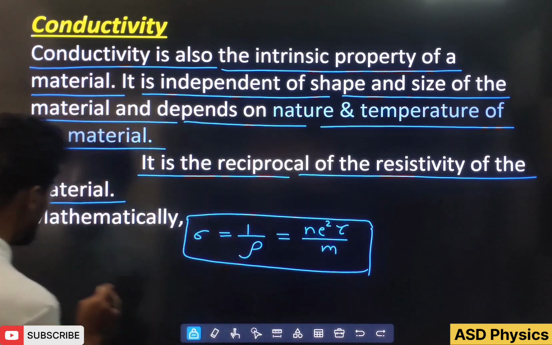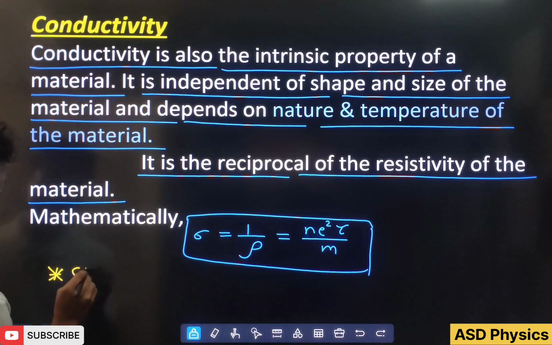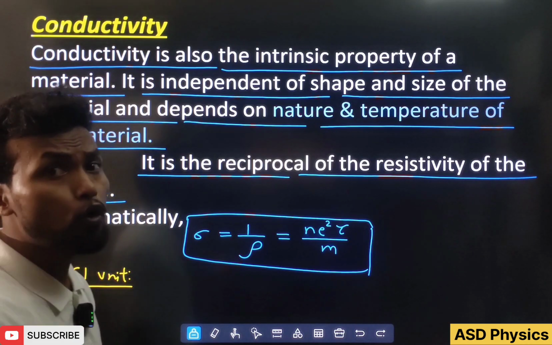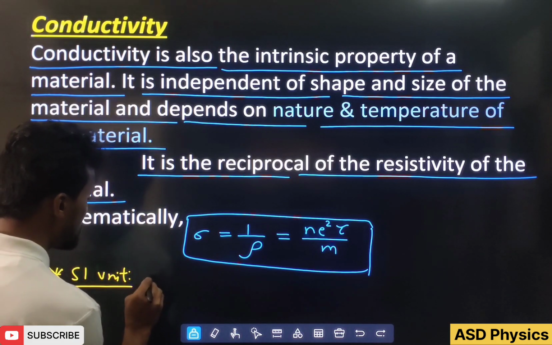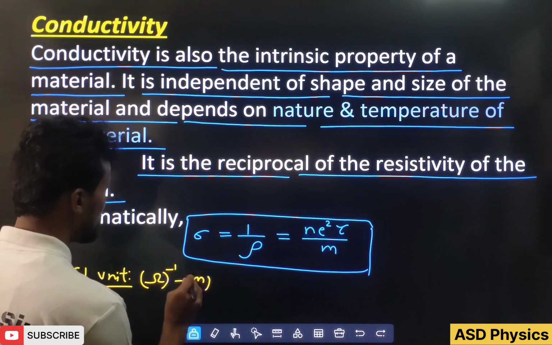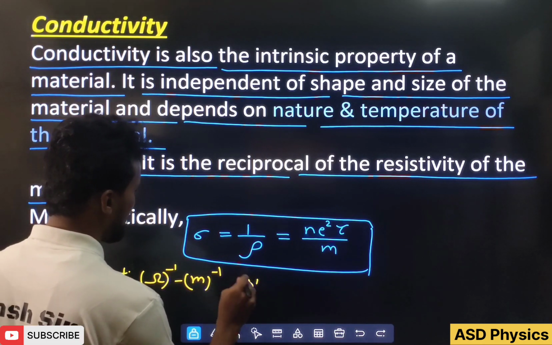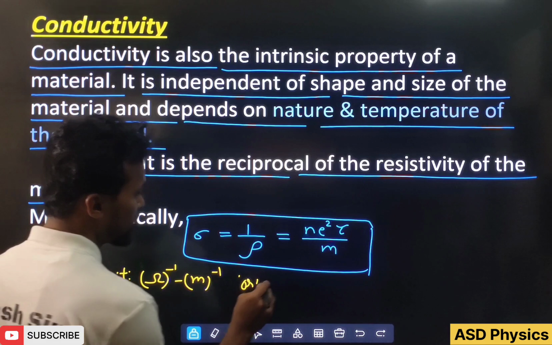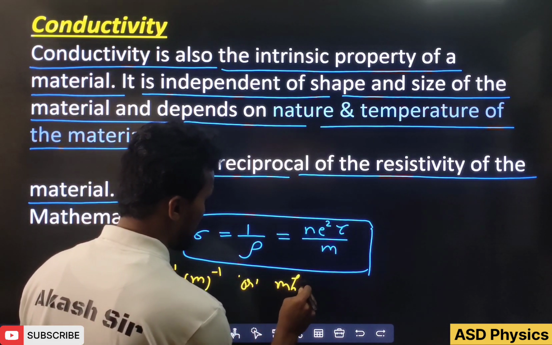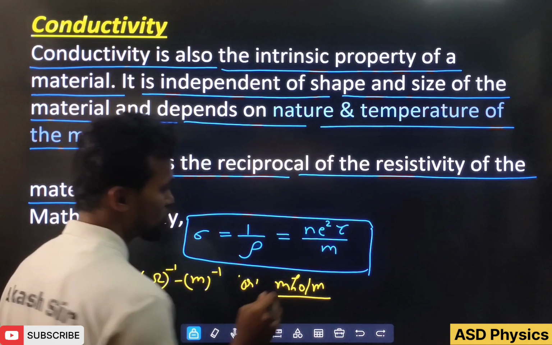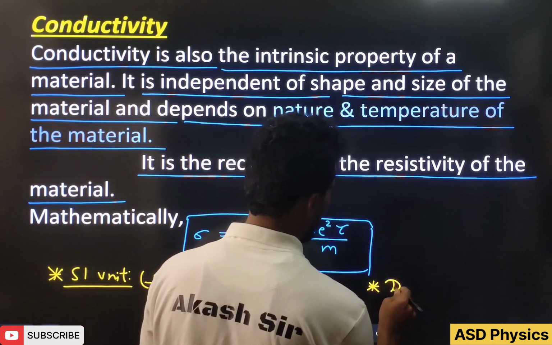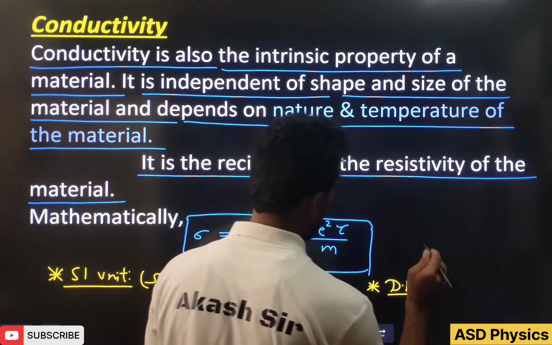And if I write the SI unit of the conductivity, you know for the resistivity it is the ohm meter. So here we can write ohm inverse meter inverse, or mho per meter, both are there. After that, I write the dimensional formula of the conductivity.